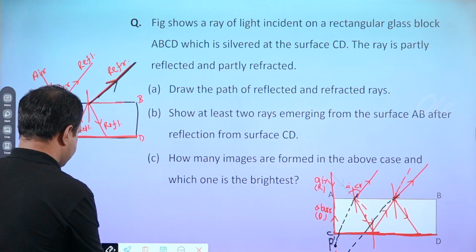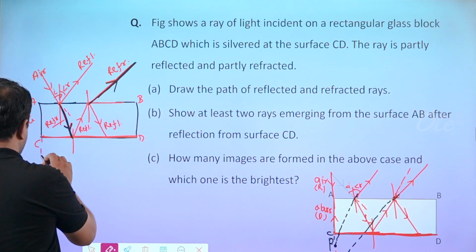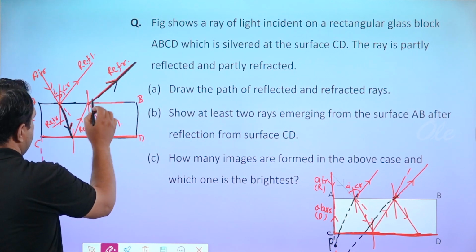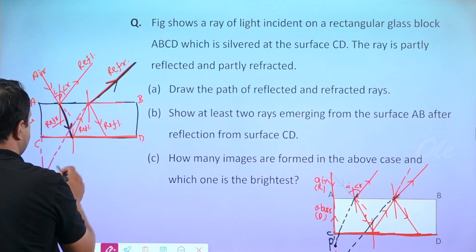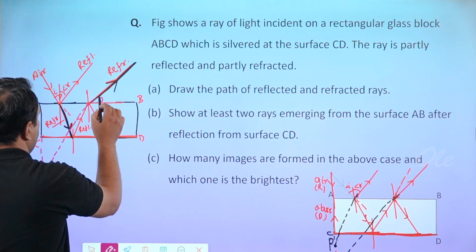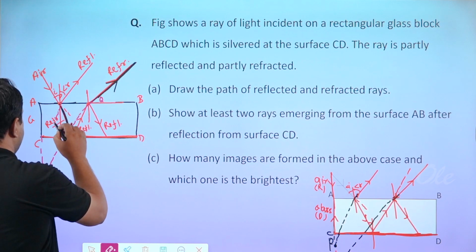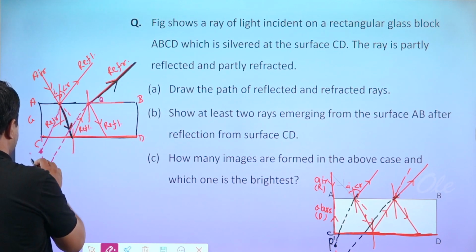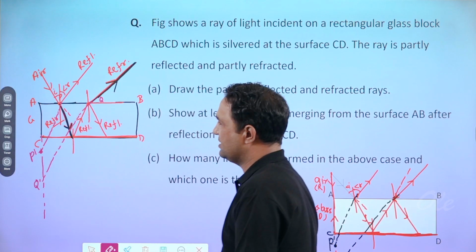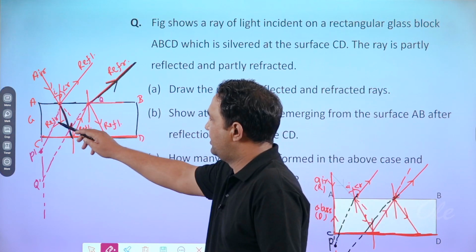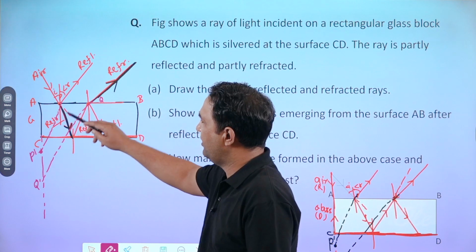Hence, where will we get the image? Let's see. If we extend these rays, this refracted ray, then somewhere here we will get the image. If this point is Q, then we will get the image here at Q dash. And if we extend this, then we will get the first image here at P dash. So the first image is at P dash and the second image is at Q dash. These are the reflected and refracted rays. The black ones are refracted rays and the red ones are reflected rays.